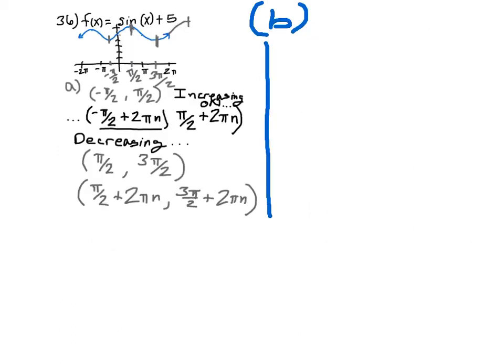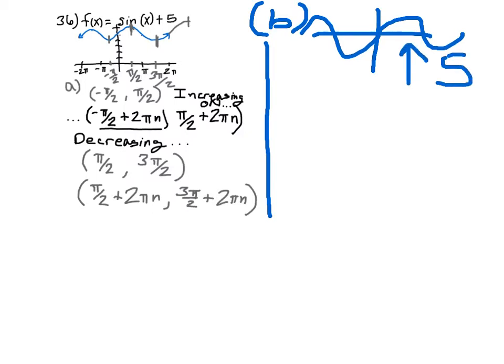Part B is asking, is the function odd, even, or neither? Obviously, sine of x is odd to begin with, but when we add 5 to it, the function is not going to have rotational symmetry about the origin like it usually does. So this thing's been moved up 5, which disqualifies it from being odd, so this is neither.